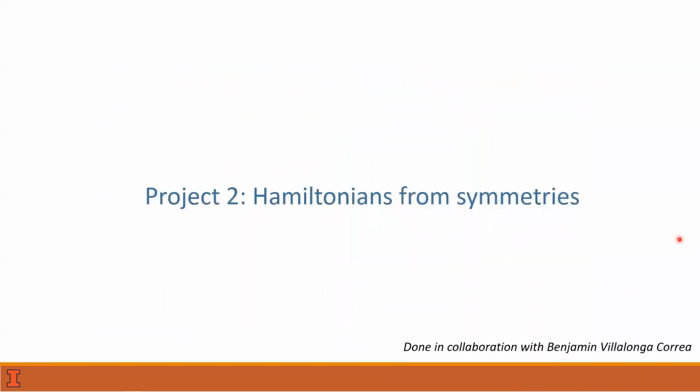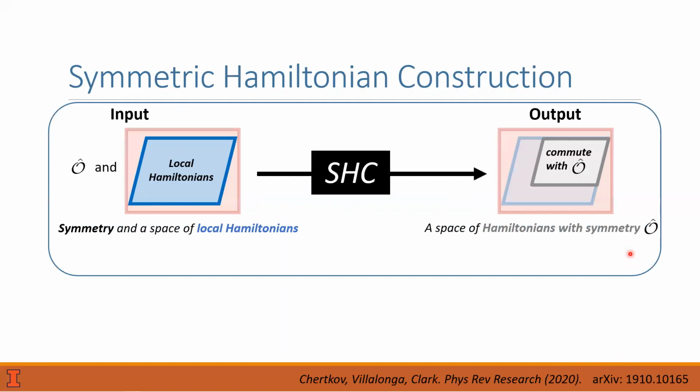Okay. So now I wanted to briefly talk about the next thing, which is a very similar method. This work was done in collaboration with a former student in our group, Benjamin Valanga-Correa, who's now at Google. And this method is very similar to the first one I introduced. This one's called the symmetric Hamiltonian construction. So now the main difference is, instead of providing a state as input, you provide an operator as input. And your goal is to find Hamiltonians that commute with this operator. If it commutes with this operator, that means it's a symmetry of the system.